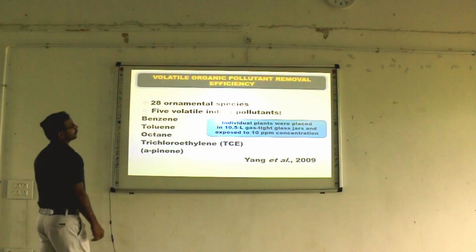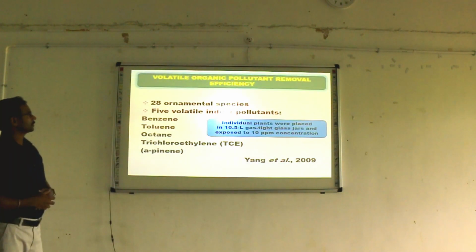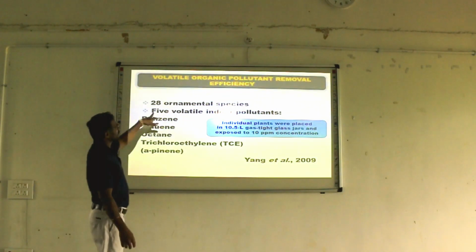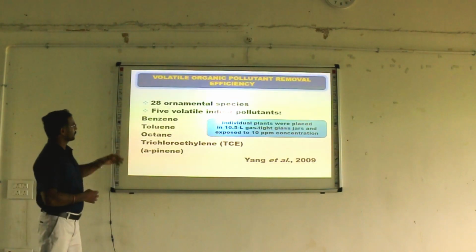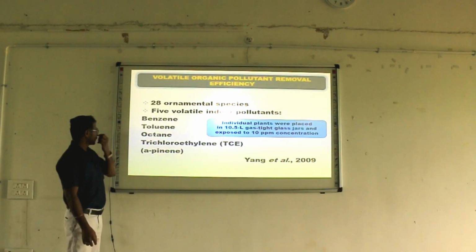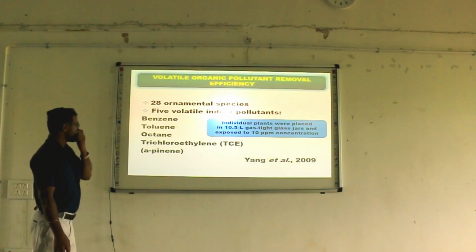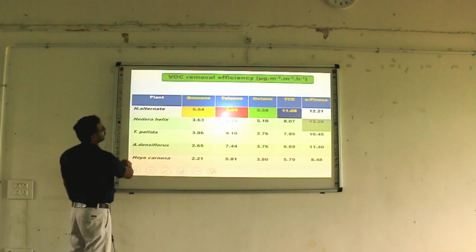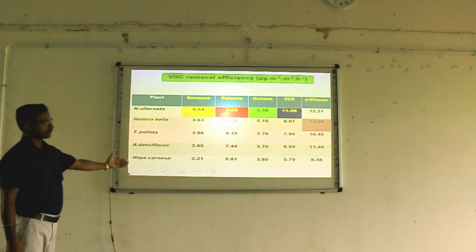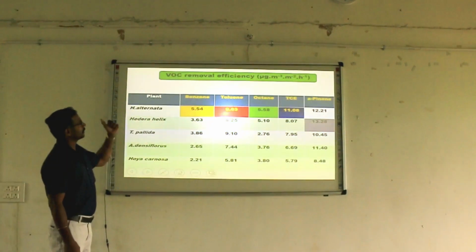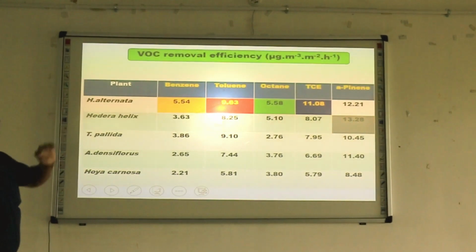Here we can remove volatile organic pollutants. They studied 28 ornamental species with 5 volatile indoor pollutants like benzene, toluene, octane and trichloroethylene. Here different types of plants used indoors show different removal efficiency of volatile organic compounds.